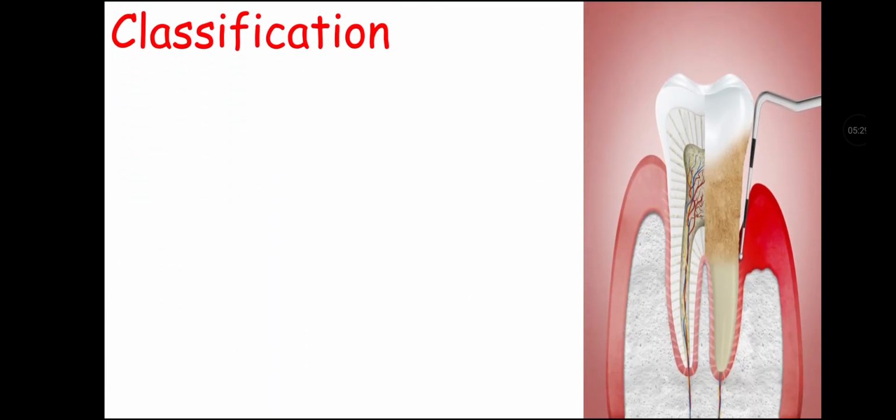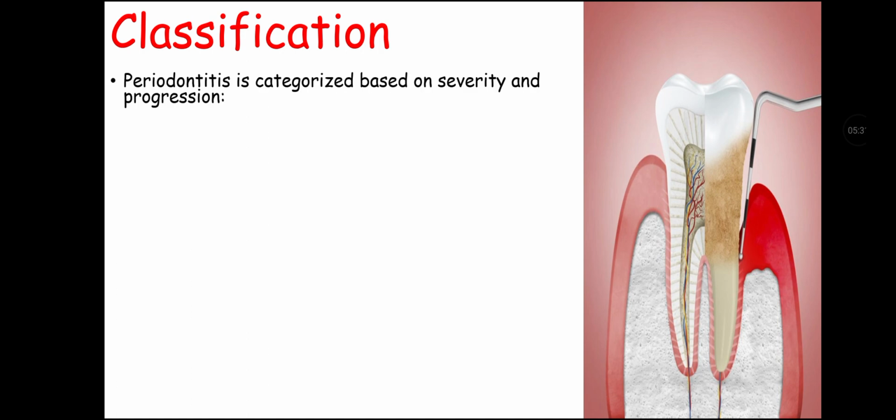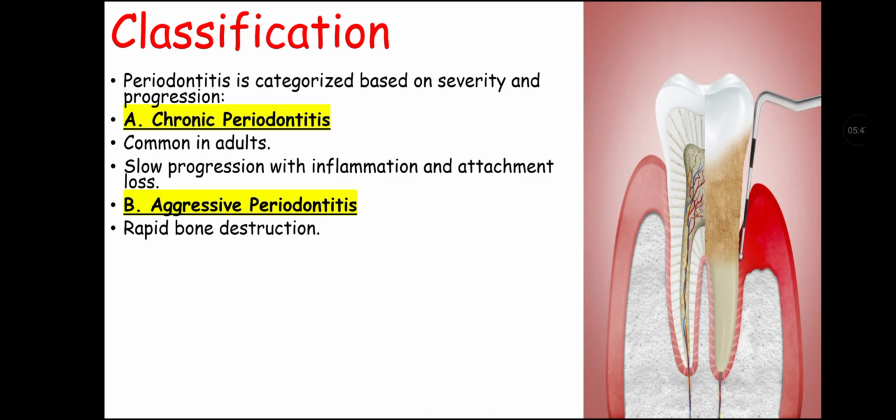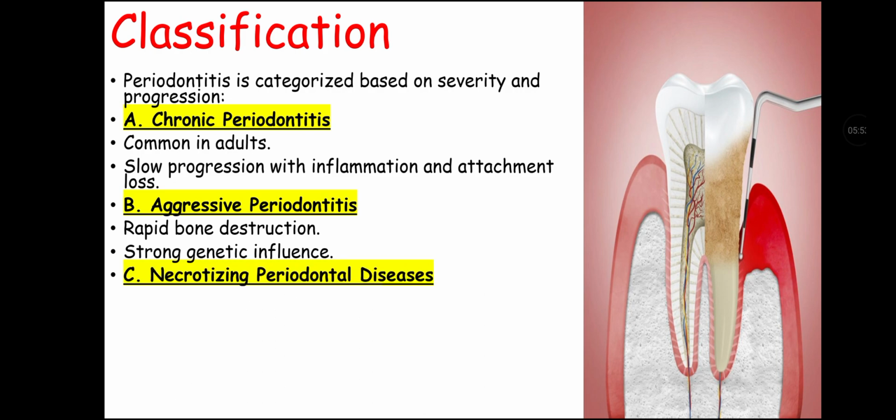Now let's talk about classification of periodontitis. Periodontitis is categorized based on severity and progression, and the classification includes chronic periodontitis that is common in adults and slowly progresses with inflammation and attachment loss. Second class of periodontitis is aggressive periodontitis that is rapid bone destruction, and it is because of strong genetic influence.